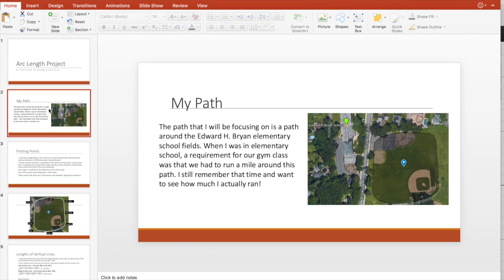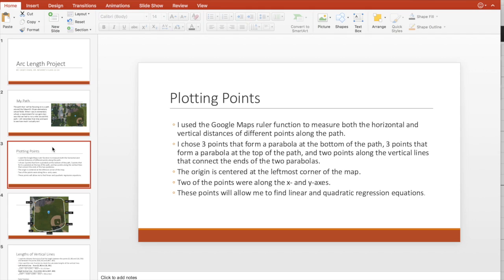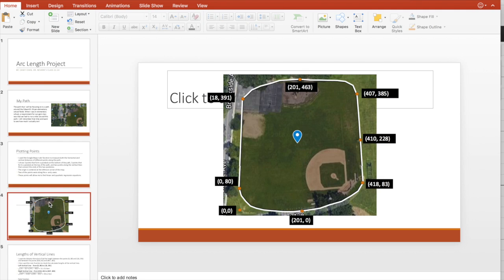I remember wanting to go as fast as possible around the field, and today I want to calculate how far I actually ran. So the first thing that I did was to map out the path itself using the Google Maps website. I found the address for Edward H. Bryan School and superimposed a polygon representing my path on top of the map.